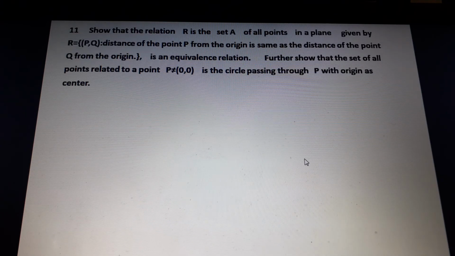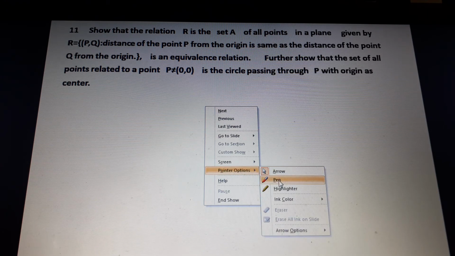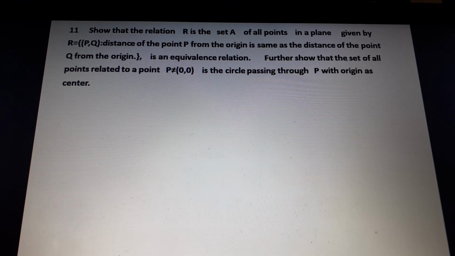So the next one: show that the relation R in the set A of all points in a plane given by R equal to {(P,Q) such that the distance of the point P from the origin is the same as the distance of the point Q from the origin} is an equivalence relation. Then, further show that the set of all points related to the point P not equal to 0 is the circle passing through P with origin as center. So we have to prove two parts.